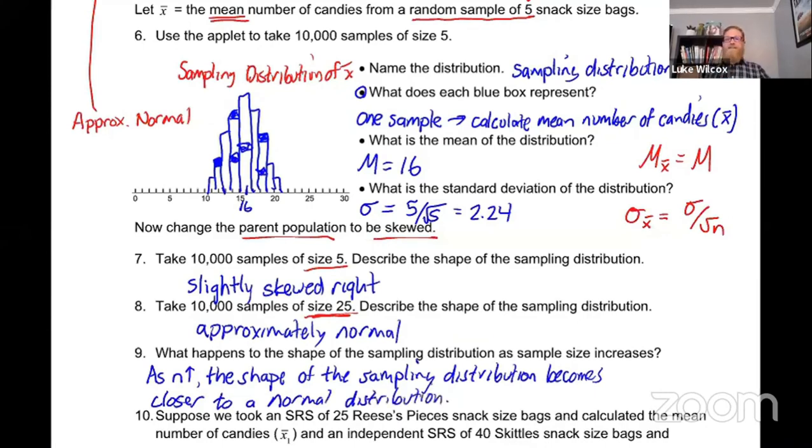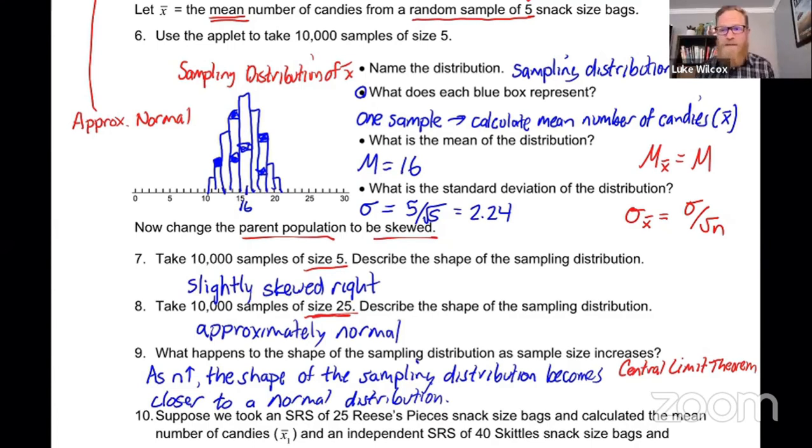And this very, very impressive fact is one of the biggest ideas in introductory statistics and is what is called the central limit theorem. The central limit theorem says as your sample size increases, the sampling distribution gets closer and closer to normal, no matter what the population distribution looks like. Skewed left, skewed right, bimodal, doesn't matter.